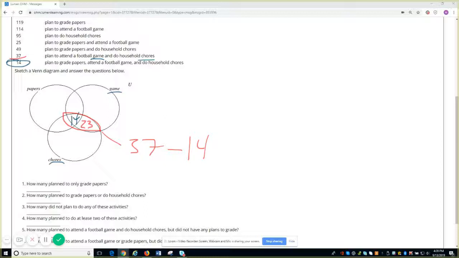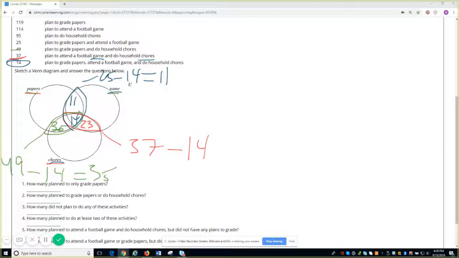All right, and so we're going to do that to the rest of the numbers. So 49 are doing papers and chores. So again, that means the total where the papers and the chores circles overlap is 49. And to adjust it to know what goes here, we have to subtract 14 from it. That'd be 35. 35 people are going to go here. All right, and then 25 are grading papers and attending the game. So once again, that number 25 represents the full overlap of the two circles, and what goes in here is 11, because 25 minus 14 is 11. All right, we have those.